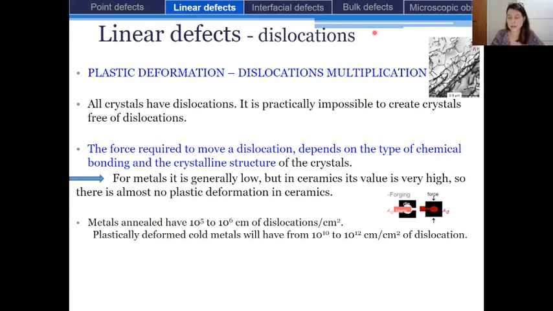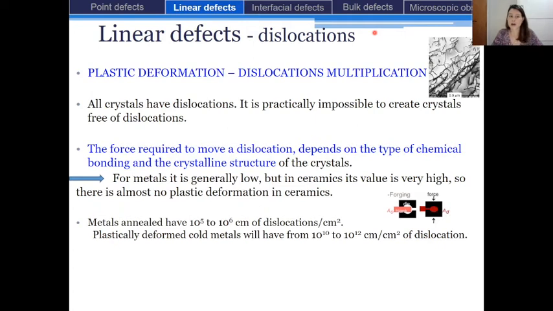That's why for metals, the force required to move a dislocation is generally lower than in ceramics, because of the strength of the chemical bonding. This also explains the fact that in ceramics there is almost no plastic deformation, which means no movement is possible for dislocations due to the high energy of chemical bonding found in ceramics, which are ionic bonding.